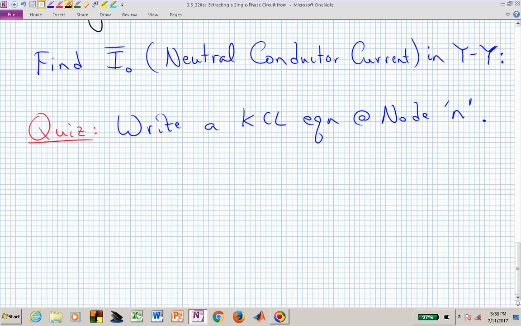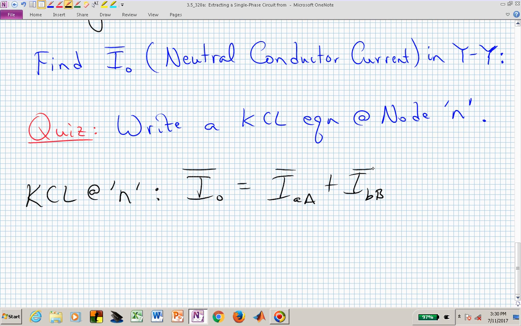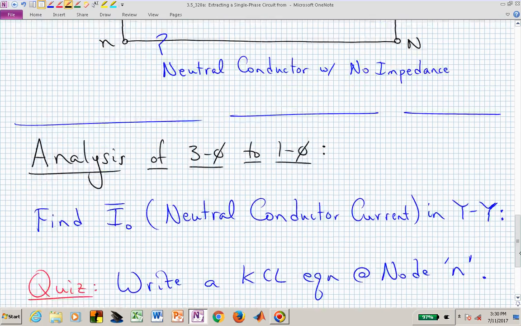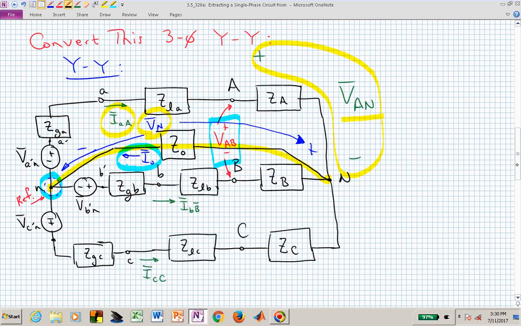Algebraically then, if we wrote the KCL equation at little n, we would see that I sub 0, the current going into that node, is equal to the sum of the currents leaving that node. That's KCL at n, and that would be the answer to that equation if you didn't need to go any further. But now let's write that in terms of values that we might have available to us.